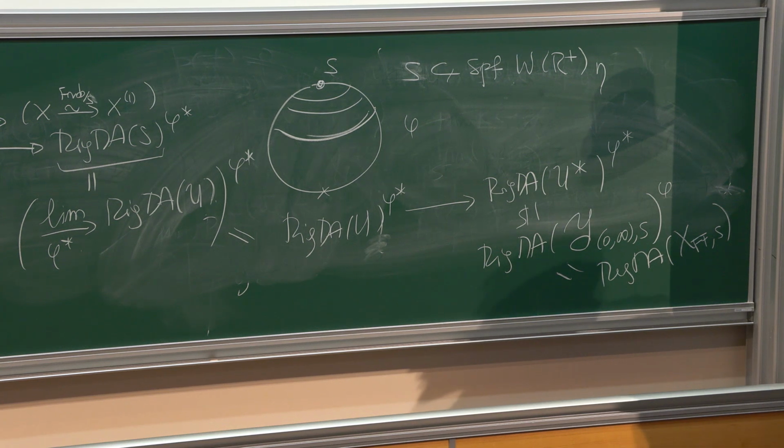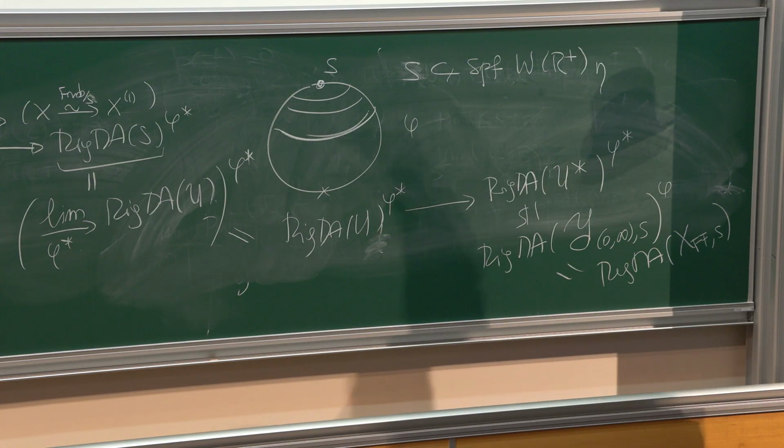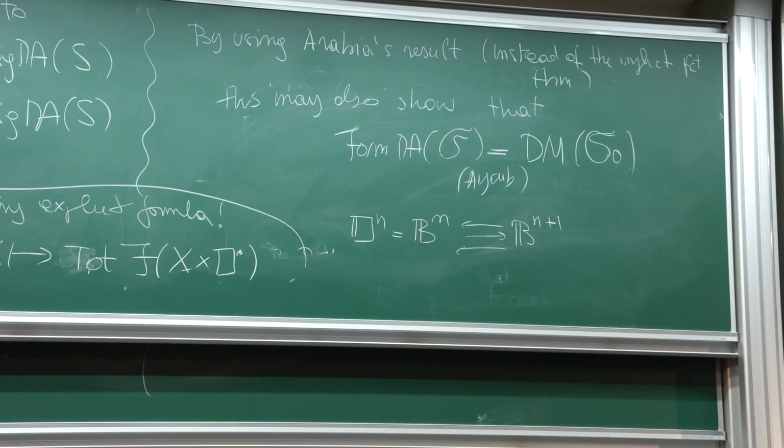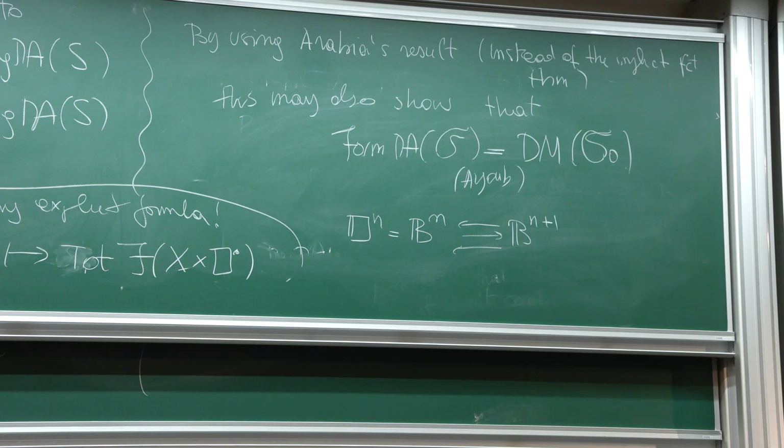Sorry, here you're proving the result of Ayub? No. Okay. So No. That result of Ayub is proven in the same way as you would prove the localization triangle. I'm not going to comment on that.